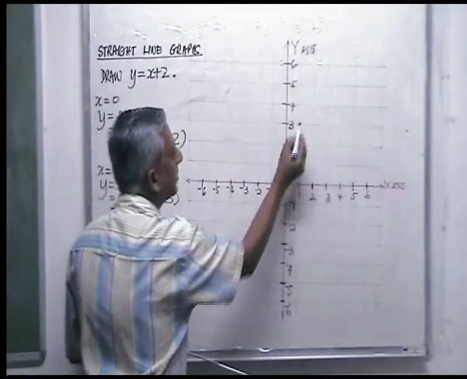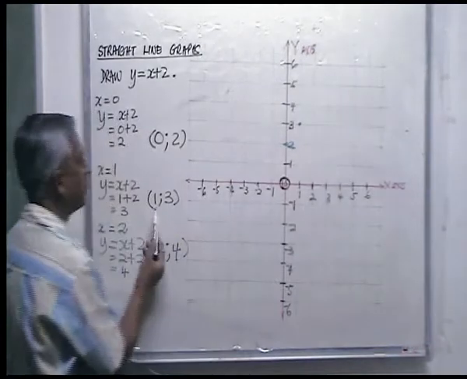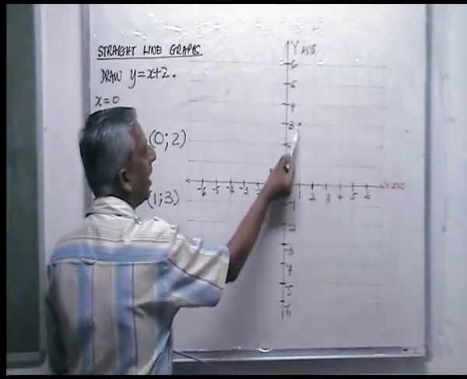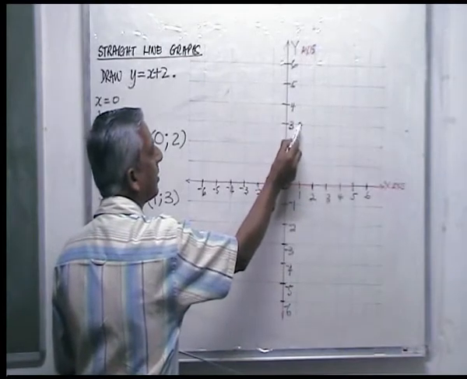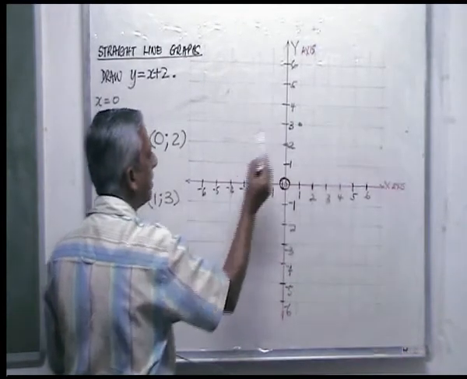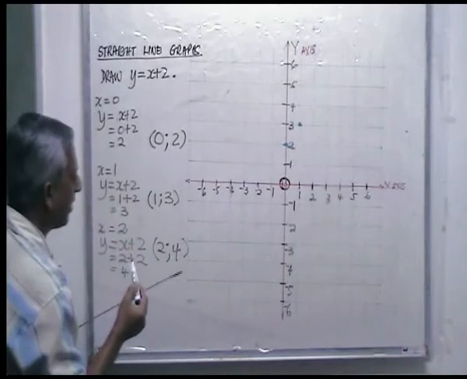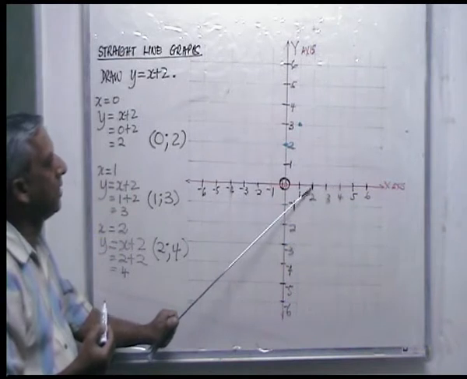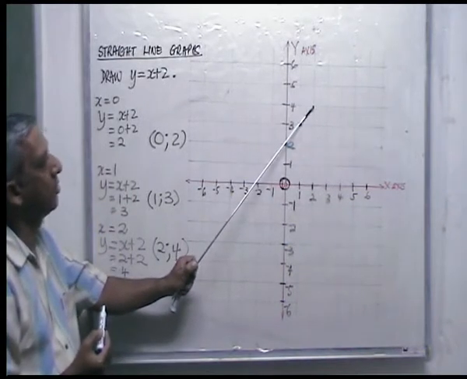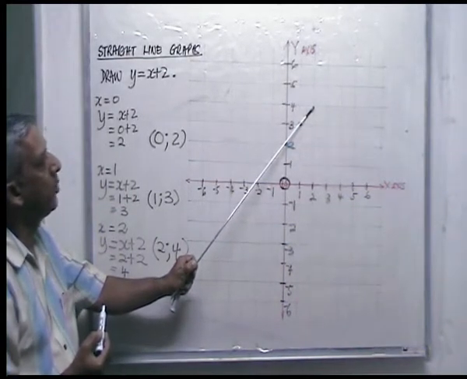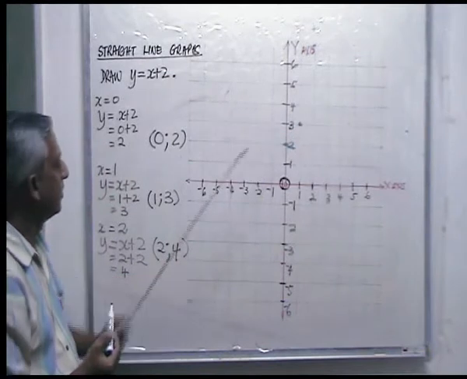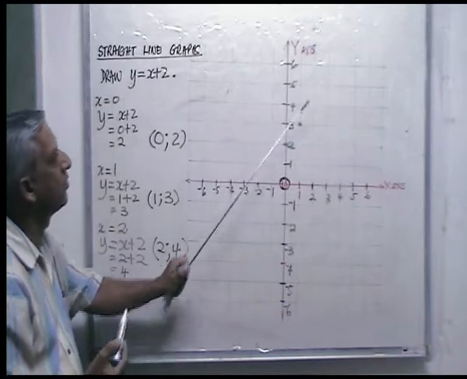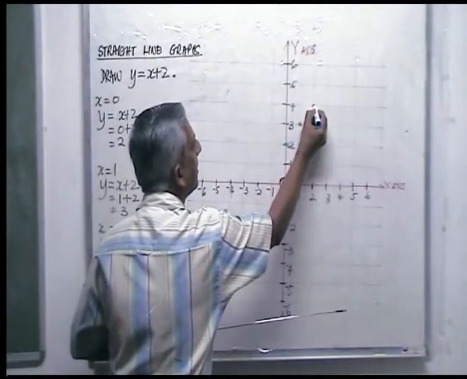So 1, the ordered pair is 1, 3. See, it's 1, 3. So there's your 1, up 3, and place a dot there. So 1, and another dot there. Next ordered pair, 2, 4. There's your 2, and then up till 4. So your point will go there. So 2, straight up to 4. So there's your point there.